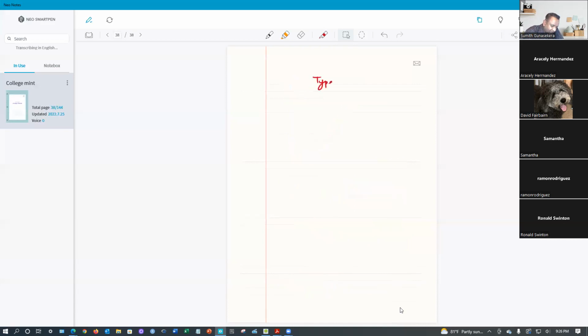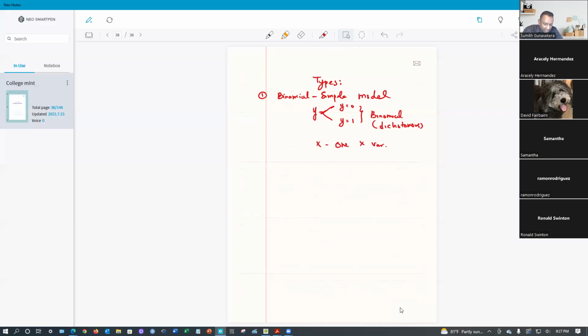What are the types that we're going to talk about over here? First one we're going to talk about is binomial and simple. The binomial simple model means what? You have y, and y has only two options, y equals 0, y equals 1. Two options. This one is binomial, dichotomous. Then one x variable, only one. That's why it's simple.